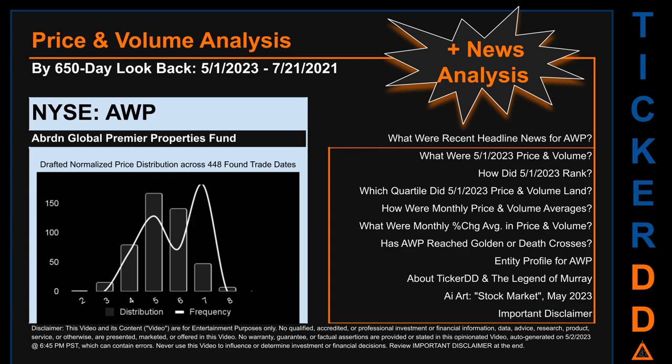The chart shown on this page is our initial attempt at studying the price for AWP after dynamically normalizing price distribution across those discovered trade dates. The bar chart is the generated distribution and the overlaid line graph, if it is generated, is the frequency of the prices on the x-axis. We will enhance this look-through as our AI model progresses in the next iteration.